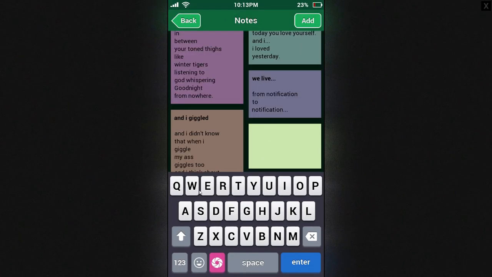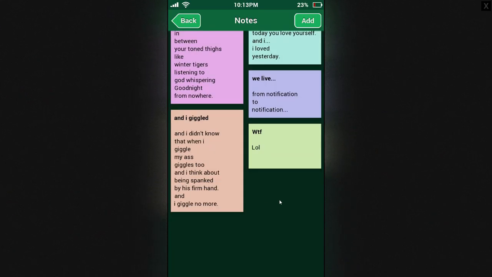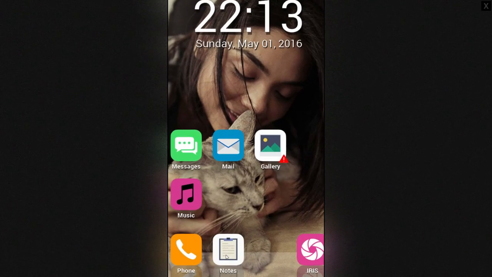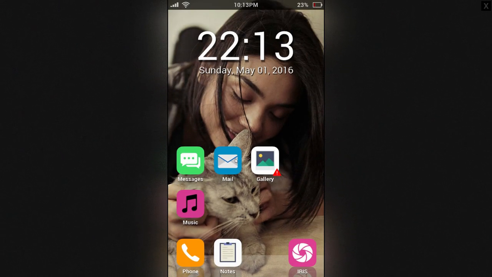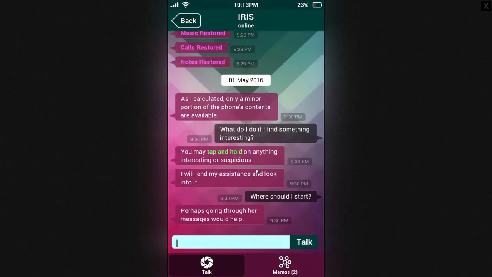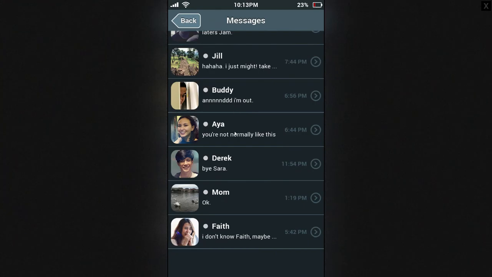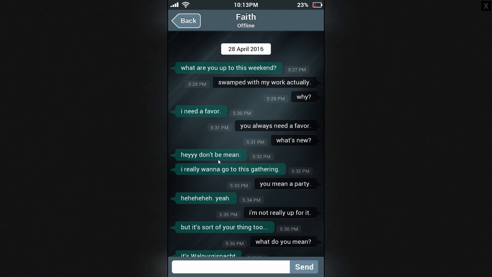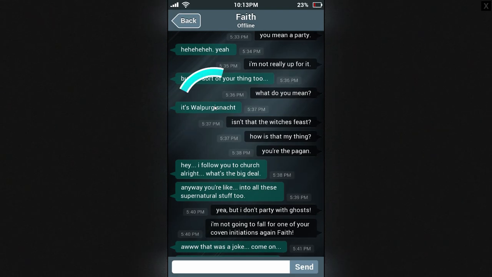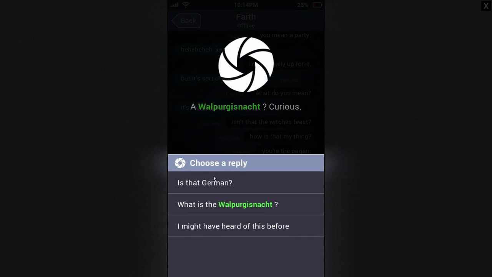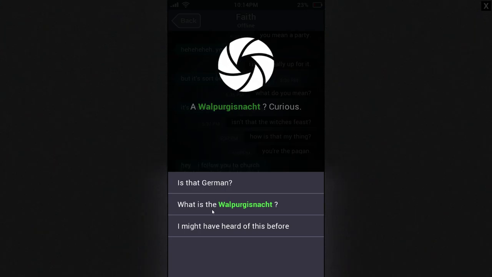Can I add one? Yeah, I don't know. Is that still there? Yep. Okay, we've done that. What else do we do? You know, there was something Faith was saying. What is Walpurgis Night?